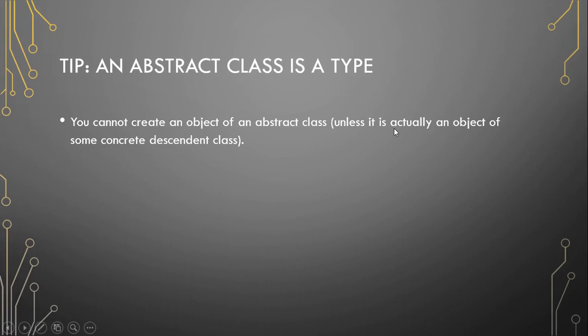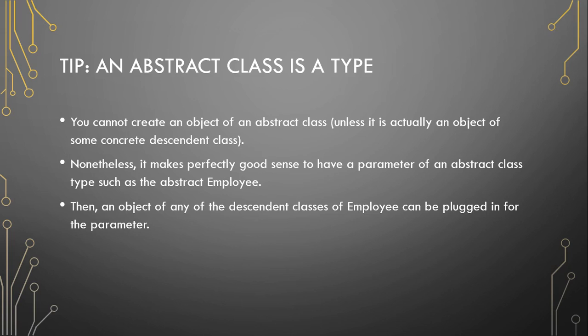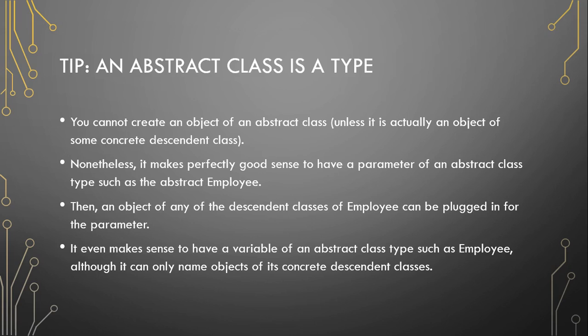Now, you cannot create an object of an abstract class unless it is actually an object of a concrete descendant class. This kind of makes sense because we've already mentioned you can't make an Employee object, but you can make an hourly employee if Employee was abstract. Nonetheless, it makes perfectly good sense to have a parameter of an abstract class type, such as the abstract Employee. Then an object of any of the descendant classes of Employee can be plugged in for the parameter. It even makes sense to have a variable of an abstract class type such as Employee, even though it can only hold objects of its concrete descendant classes.